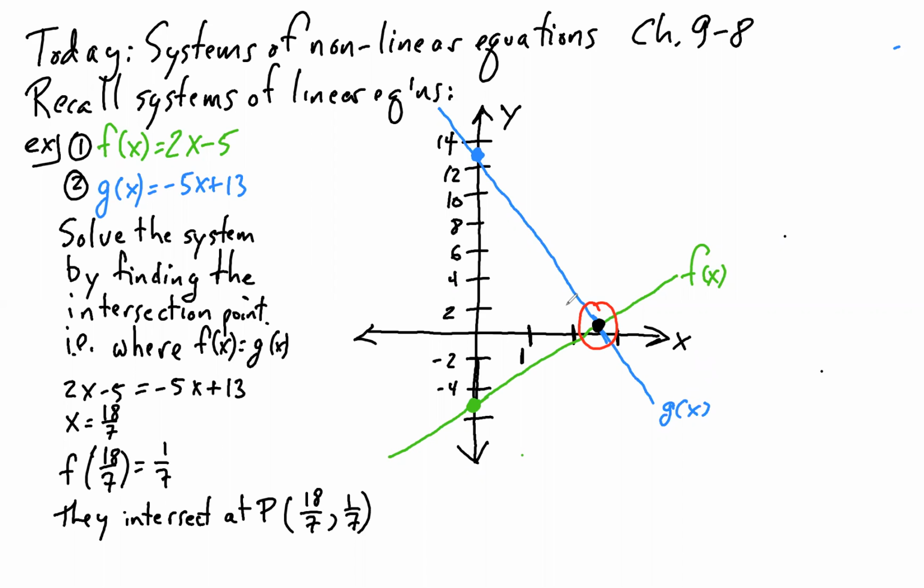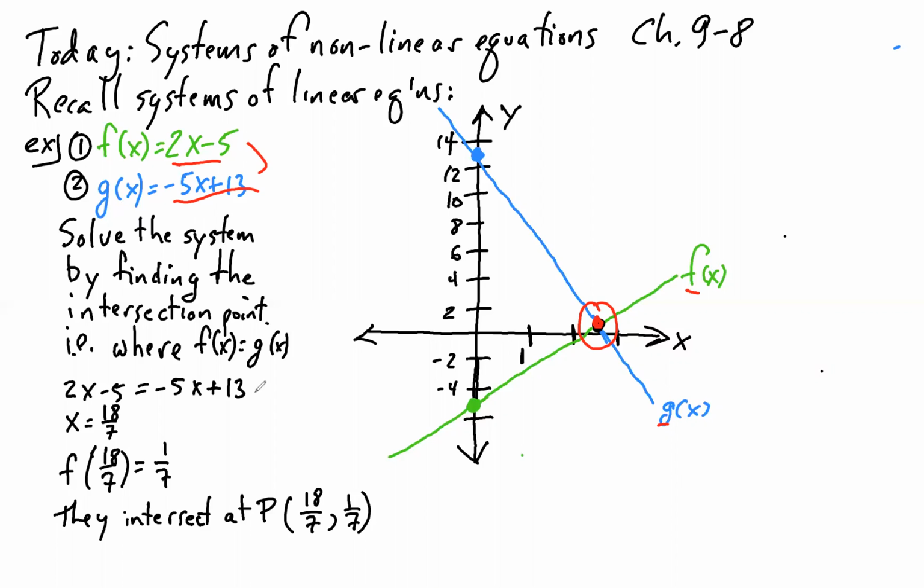Now, to find it with two linear equations, we just set them equal to each other because the xy coordinate at that point is the same for both function f and function g. So the y values are the same and the x values are the same for both those functions at that point. So we'll just set them equal, since y is 2x minus 5 and y is minus 5x plus 13. That means that these two equations are equal to each other.